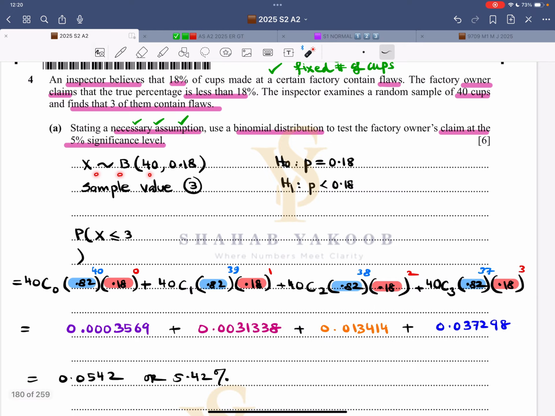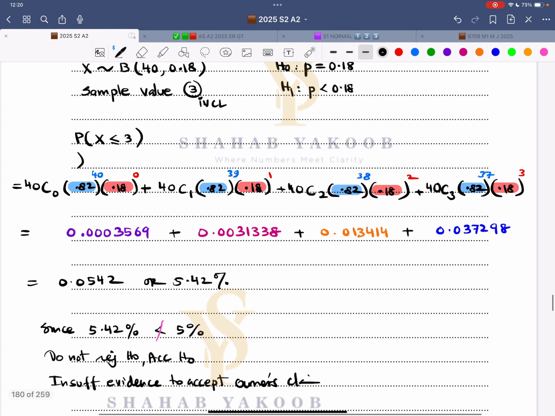X follows a binomial distribution 40, 0.18. H0: p is 0.18. H1: p is lesser than 0.18. A sample value is 3. This value is by default inclusive. We calculate a probability in this direction.